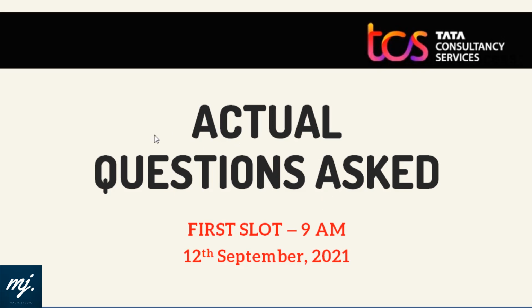With, as promised, the actual questions asked in the first slot, 9 a.m. on 12 September 2021 at the TCS Ninja NQT examination. As we know, it was section 1 and 26 questions were asked from it, and the bifurcation of the questions was exactly the same as we have discussed in other sessions also.